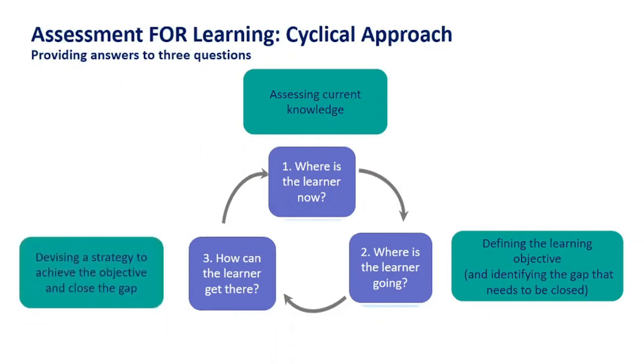And finally, how can the learner get there? Here you plan your lessons and provide tasks so the learner gets what is needed to close the gap that the teacher identified before. So the process is cyclical, ongoing.